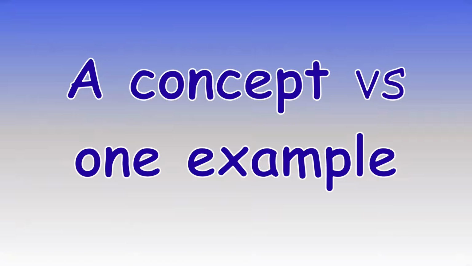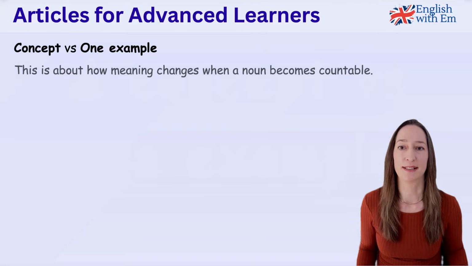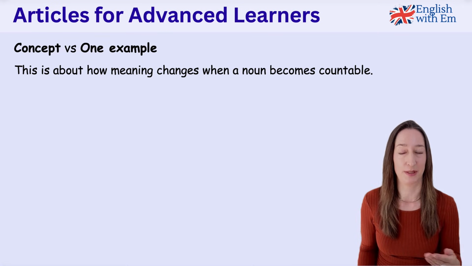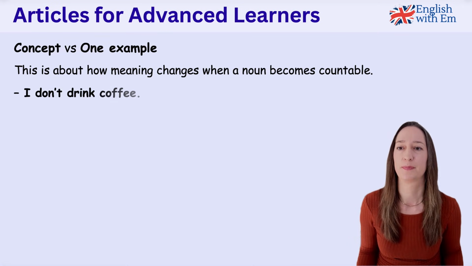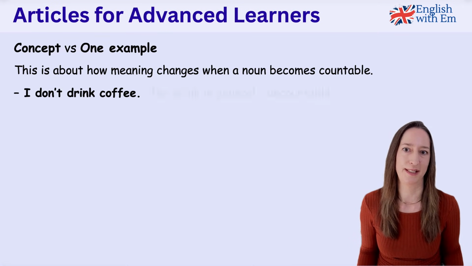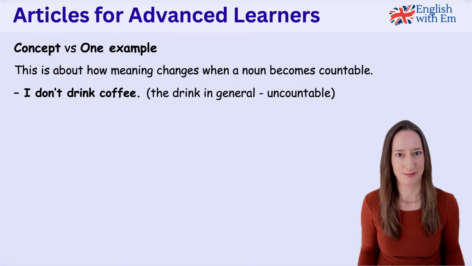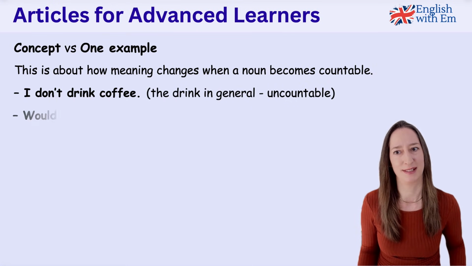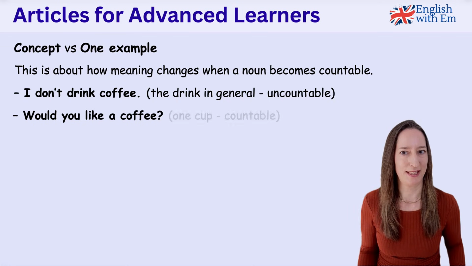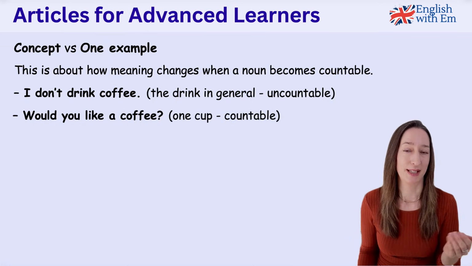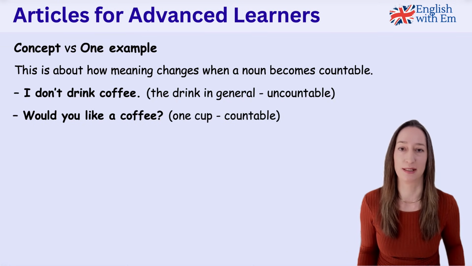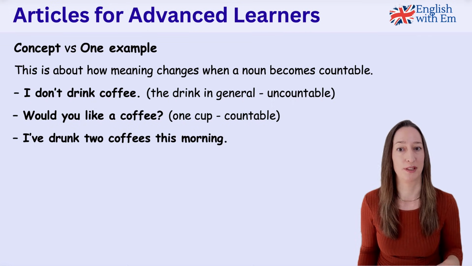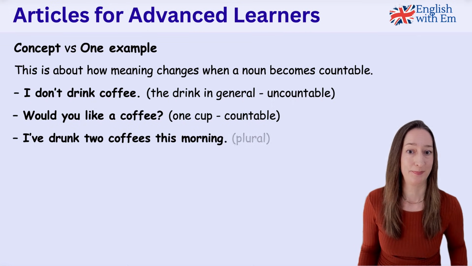Now let's take a look at concept versus one example. And this relates to how meaning changes when a noun becomes countable. "I don't drink coffee." The drink in general. Coffee as a concept. Uncountable. But "would you like a coffee?" One cup. Countable. So we can use this in the plural form. "I've drunk two coffees this morning."